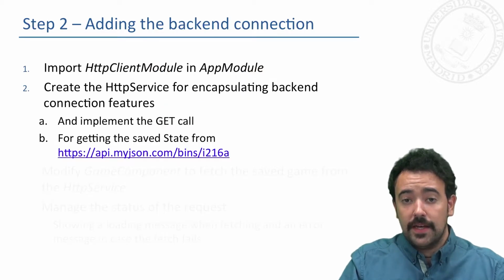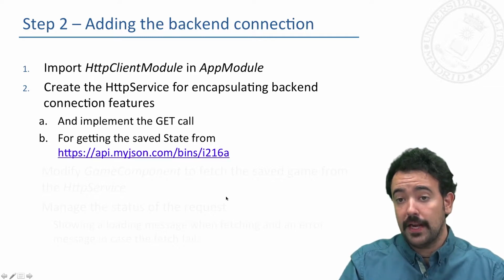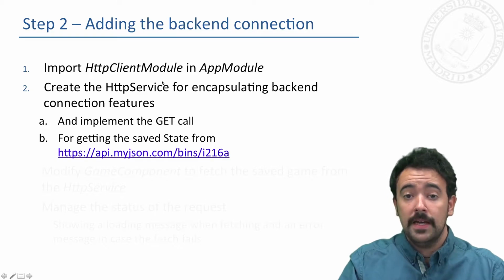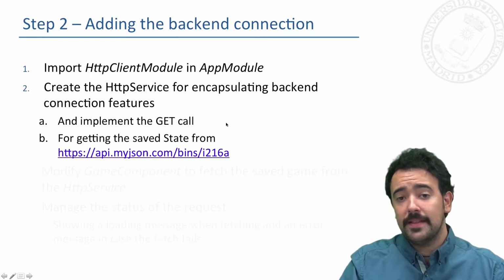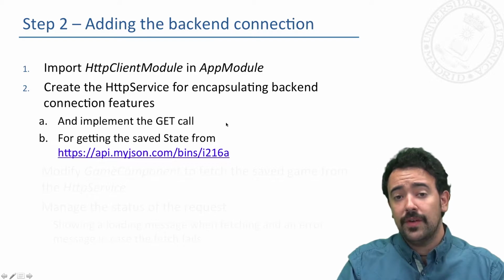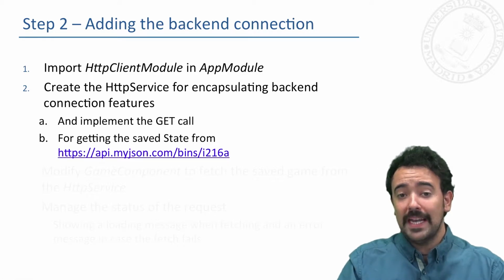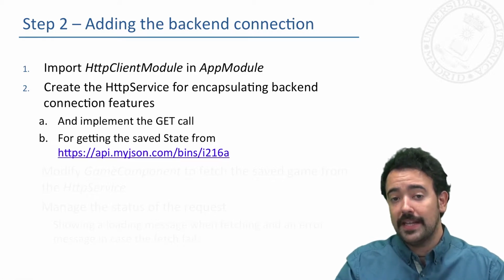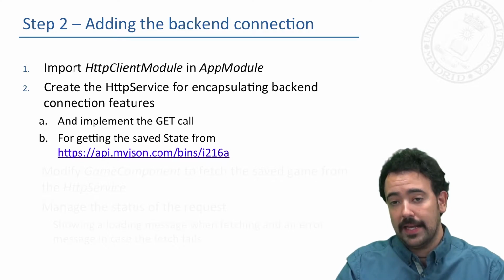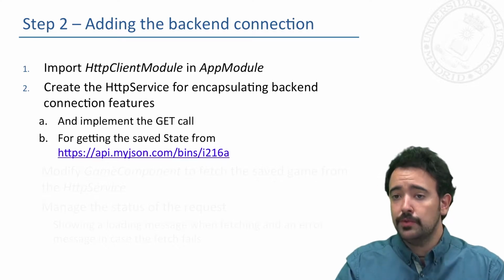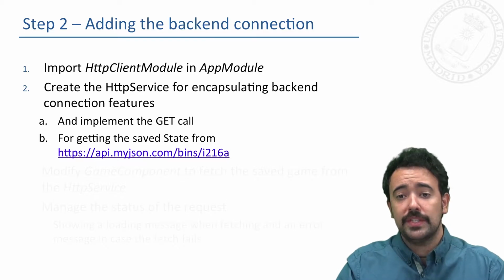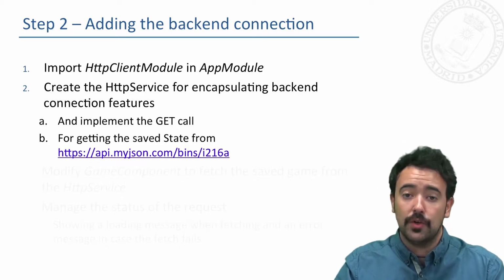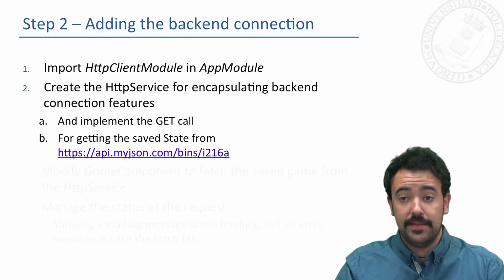As always, since we are going to use the HTTP client feature of Angular, we have to import the HTTP client module in the application module, and then, as it is recommended, I'm going to create a new service that will encapsulate every feature related with the HTTP client. So in this case, I'm going to create a new service in which I will implement the get call that will retrieve the saved data from a backend service.